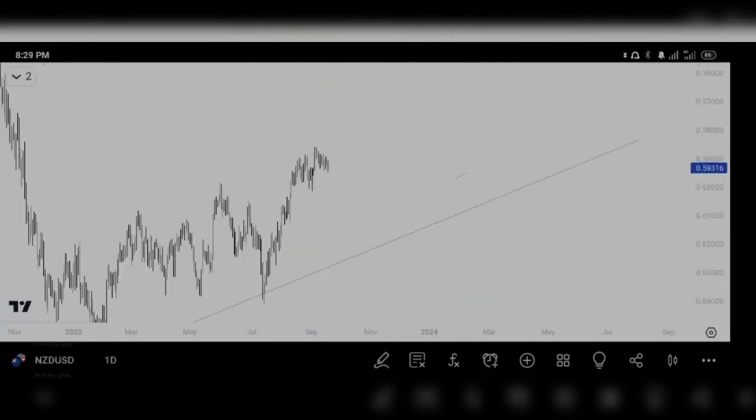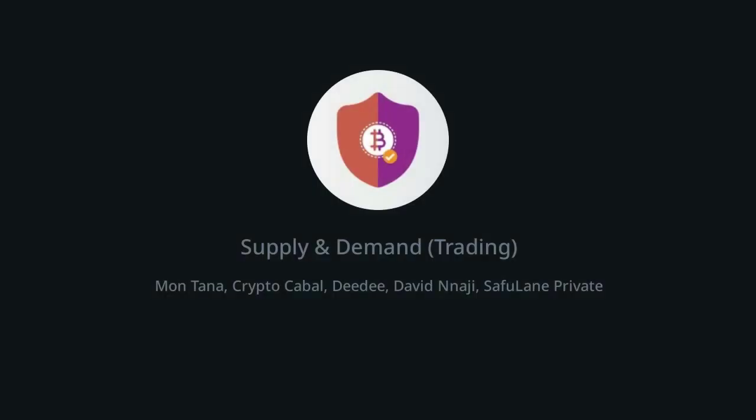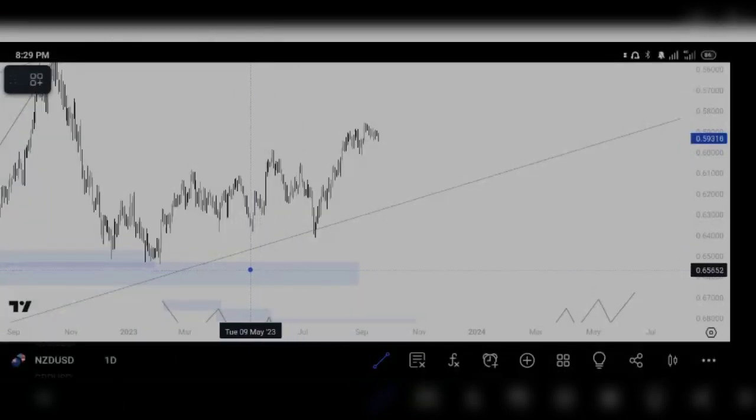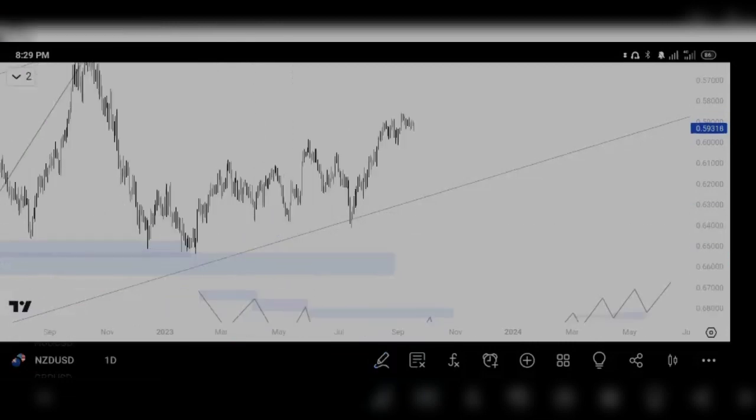When price started bouncing off from this point, can you see that it did not get to the down point here? It did not get to this support here. It tapped into a demand.